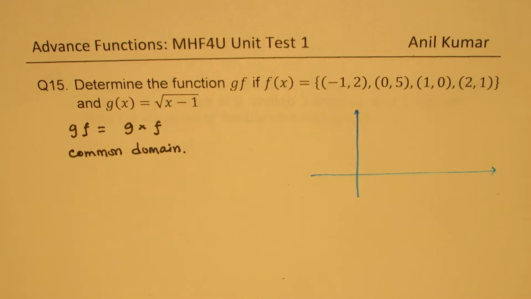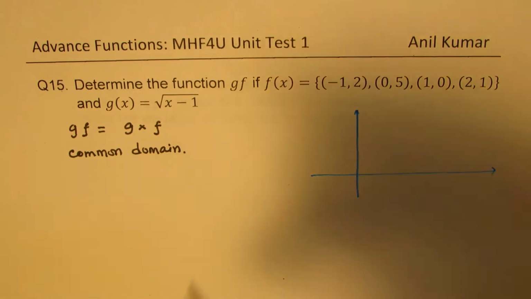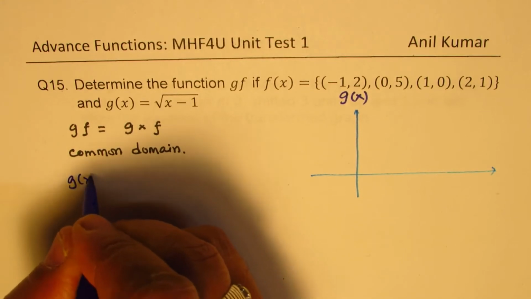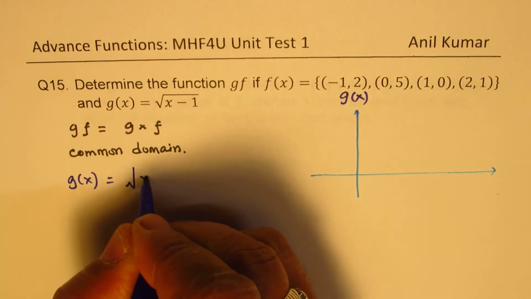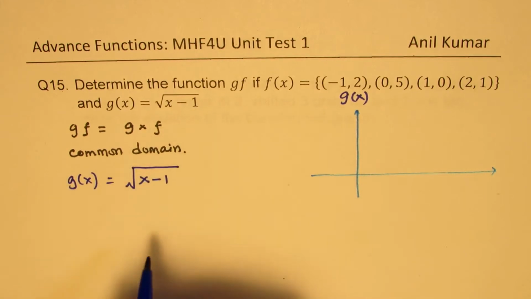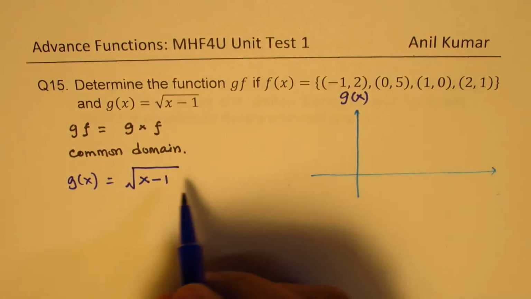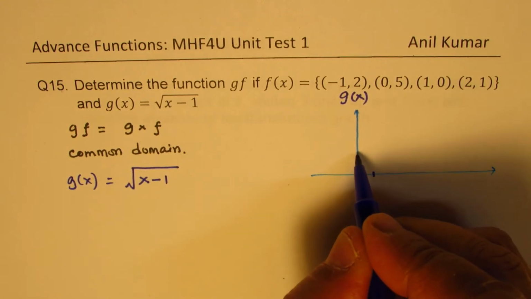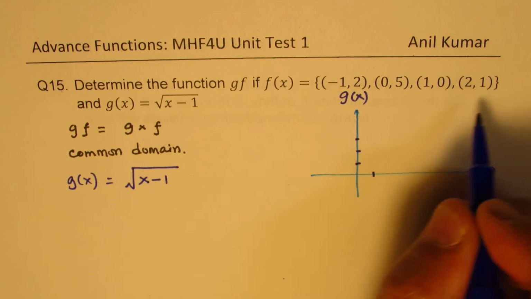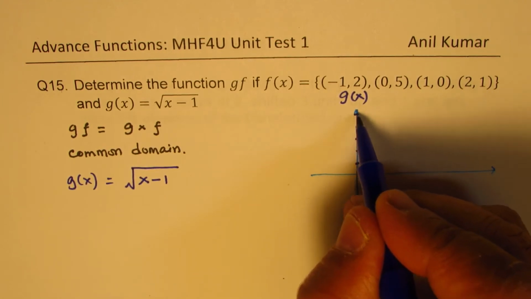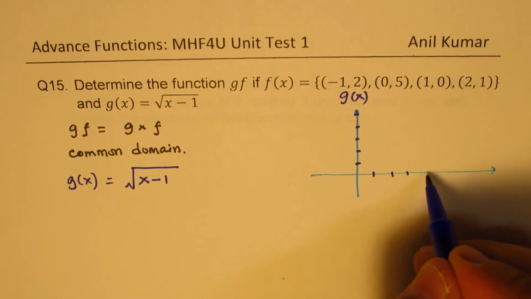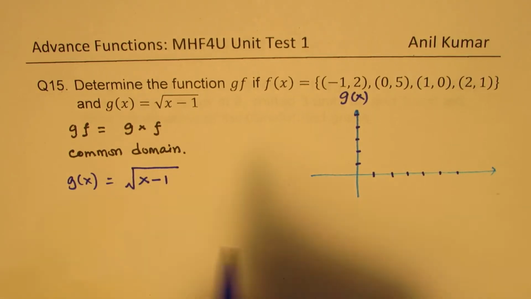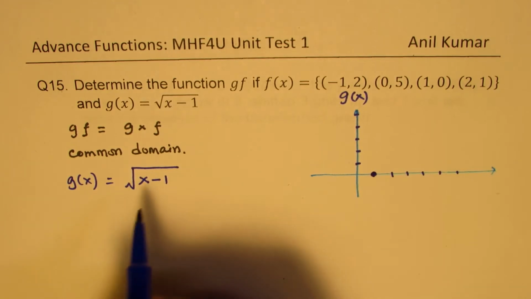Now let's try to sketch the function. Let me sketch g of x first. g of x is given to us as square root of x minus 1. So that means at 1, the value will be 0, right? So let's say this is 1 for us. Let me make some scale. 1, 2, 3, 4, 5. And here we have 1, 2, 3, 4, 5, 6. So if I substitute x equals 1, I get 0 here. So that is 1 point.